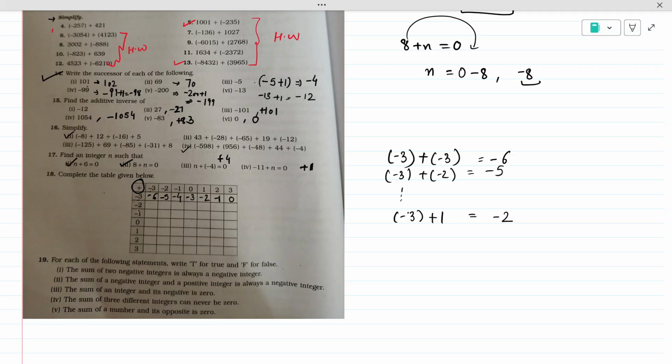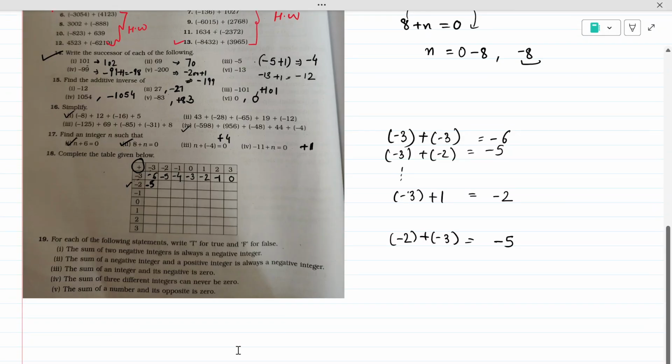Now in the second row, we have to start with minus 2. So starting from this minus 2, again the same thing. You have to add minus 3 to it. So it will become minus 5. So we'll have minus 5 here. Similarly, kids, you have to fill this whole data. Okay, this is easy. Next, last question of this exercise, we have true and false.